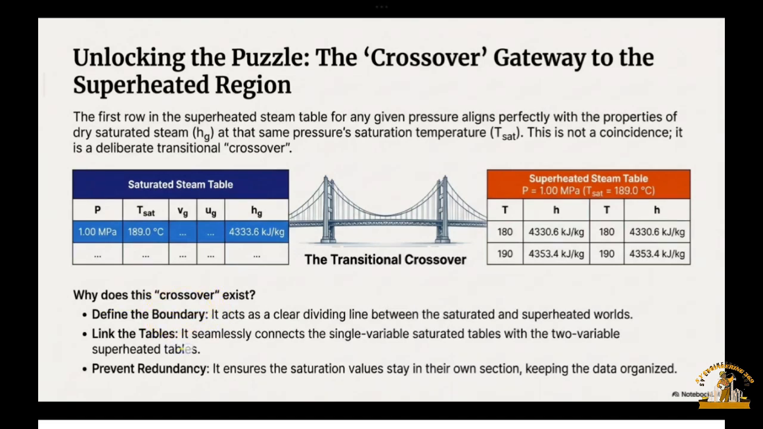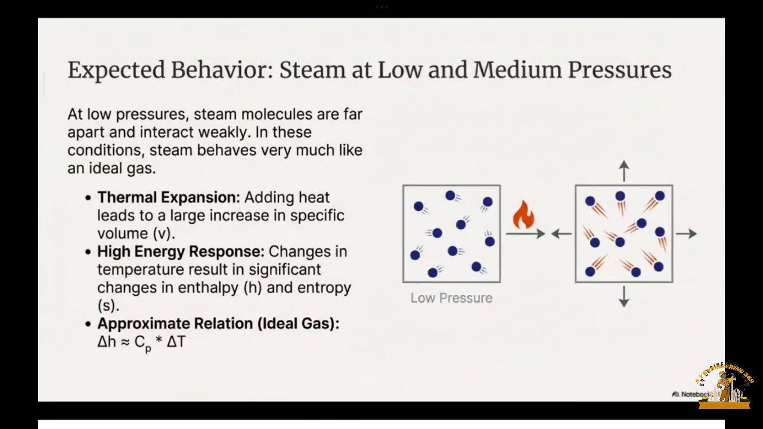Link the tables. It seamlessly connects a single variable saturated table with the two variable superheated tables. Prevent redundancy. It ensures the saturation values stay in their own section, which means the saturated steam table doesn't mix with the superheated steam table. They are separated by a stairs shape that separates them from each other, keeping the data organized.